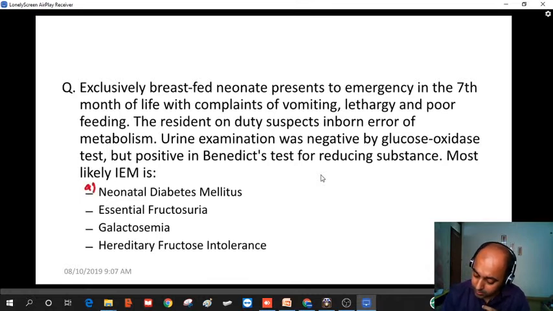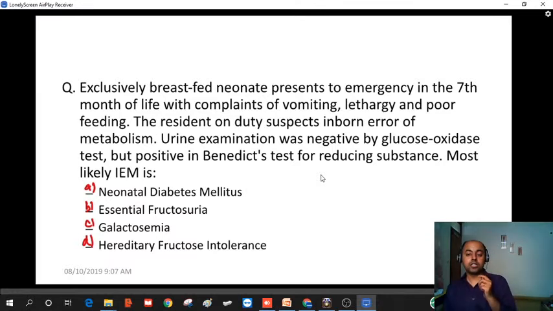Another clinical case. An exclusively breastfed neonate presents to emergency in the 7th month of life. After we start the top feeding, the child is presenting with complaints of vomiting, lethargy and poor feeding. The resident on duty suspects inborn error of metabolism, very correct. The urine examination was negative by glucose oxidase, but positive in the Benedict test for reducing substance. What is the most likely inborn error of metabolism?